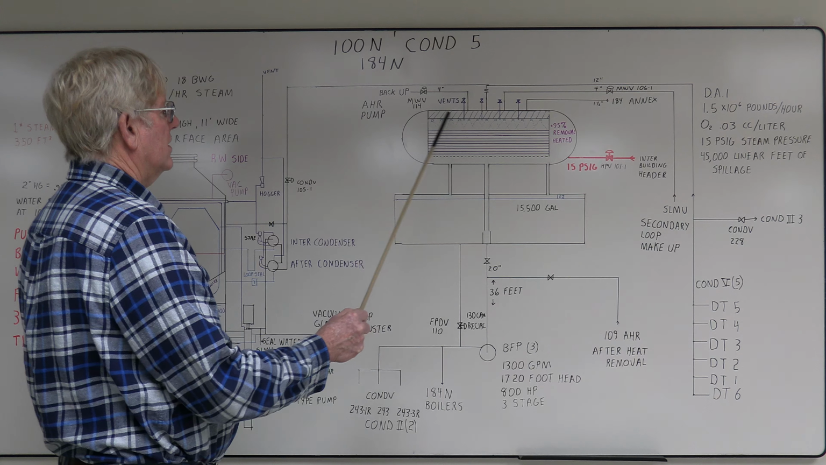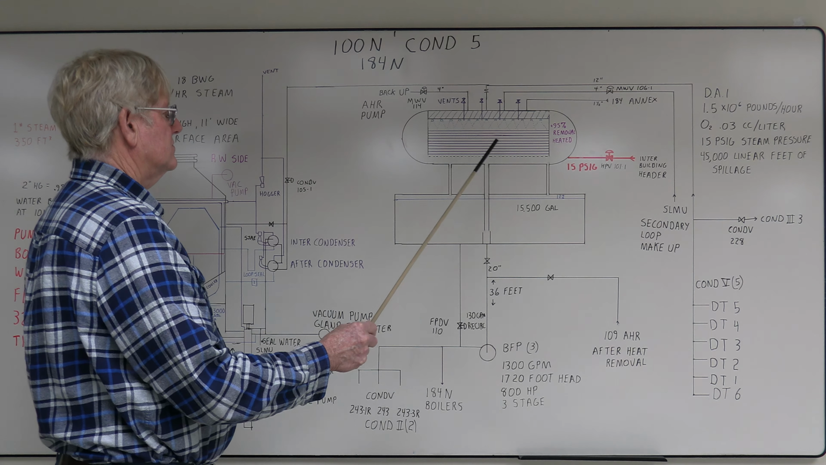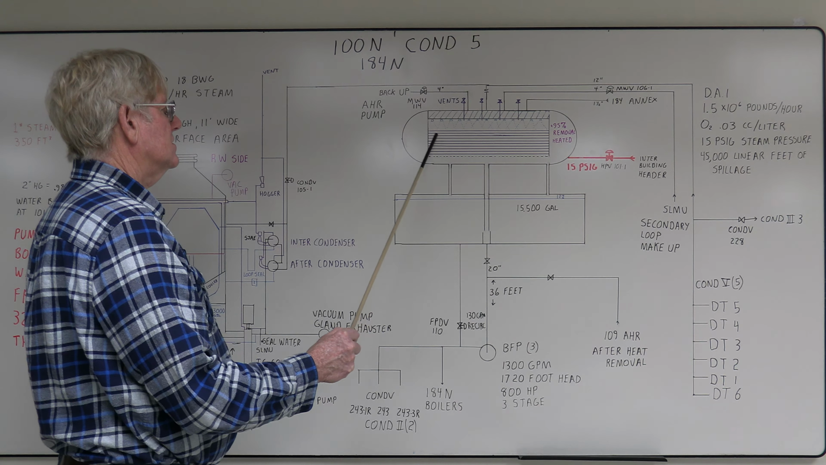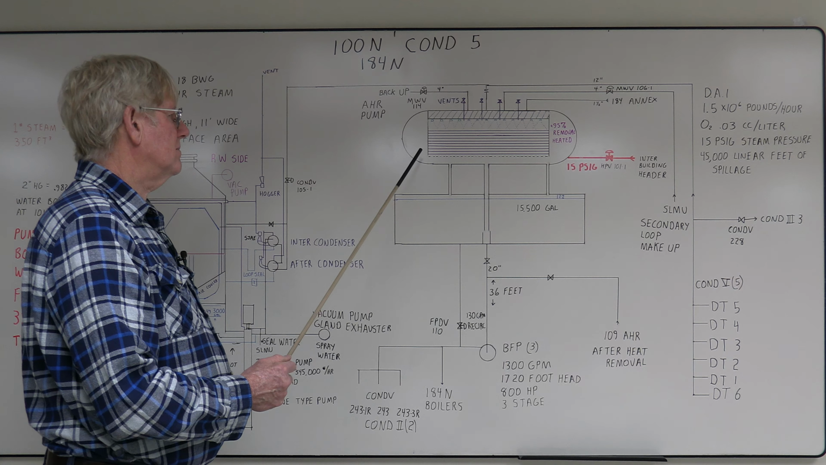So this would be where the water would end up. It'd spray out and hit the tray section. These trays were real thin and the water would spill over them. You want to get maximum surface area between the water and the steam for maximum deaeration.